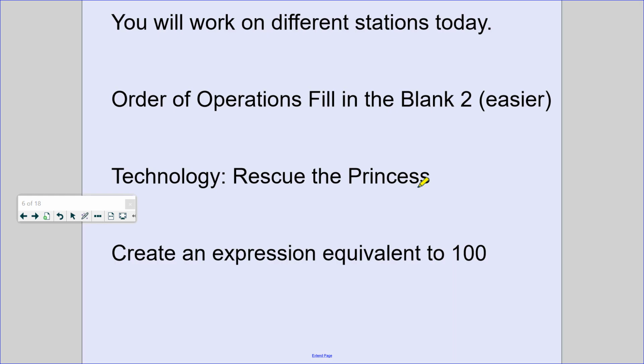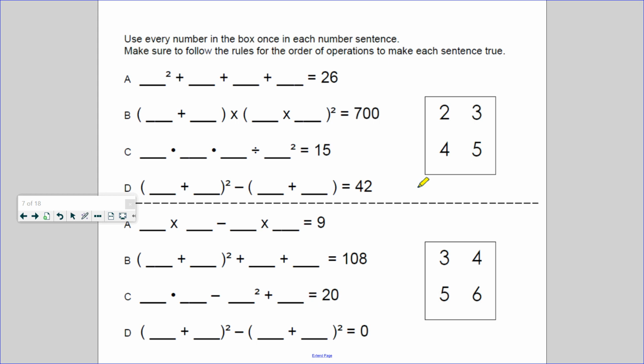And then what you're going to be doing today is working on 3 different stations called the order of operations fill in the blank, the technology station, and create an expression equivalent to 100. In this station, you are going to use every number in the box once in each number sentence. Make sure to follow the rules for the order of operations to make sure each sentence is true.